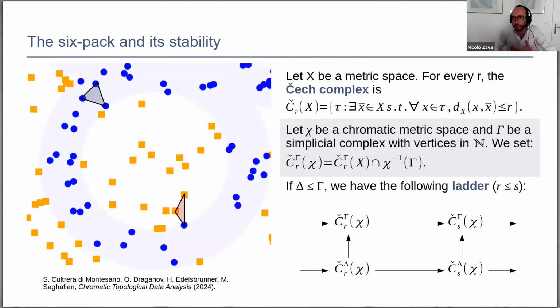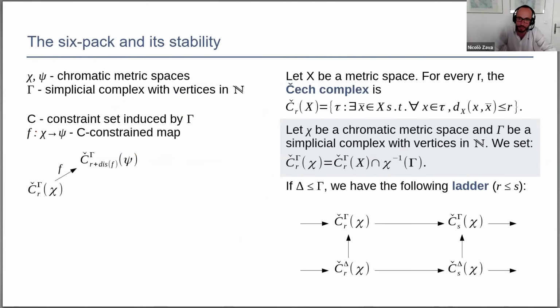So what can we do? What can the C-constrained Gromov-Hausdorff distance say about this setting? Well, let's start with two chromatic metric spaces and the simplicial complex with vertices in N that we worked with before. Then there is a way, I will not go into details, to construct a suitable constraint set, C, depending on that simplicial complex.